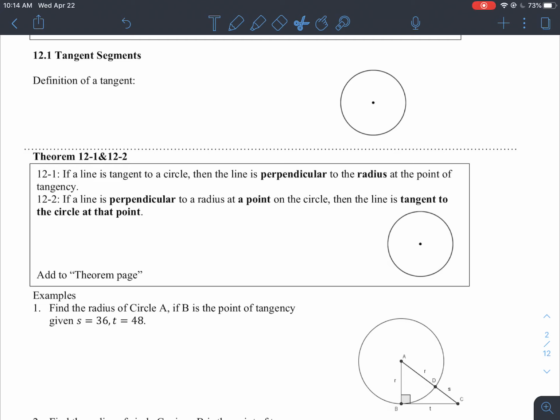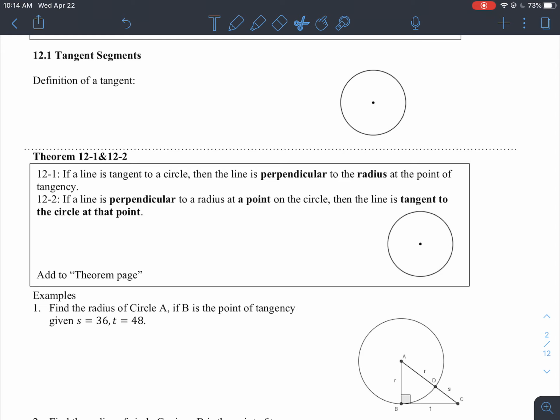Today we're starting chapter 12, which is all about circles. Our first section is going to be discussing tangent lines and tangent segments. Now, tangent lines and tangent segments are not going to be the same thing as that tangent trig function we talked about. They do have the same name, but they are going to be different.